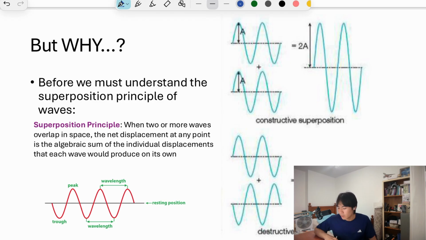The superposition principle is when two or more waves overlap in space, the net displacement at any point is the algebraic sum of the individual displacements that each wave would produce on its own. It's a mouthful. It's a complicated definition. Definitions don't really tell you much because they're really dense information jumbled into one sentence.